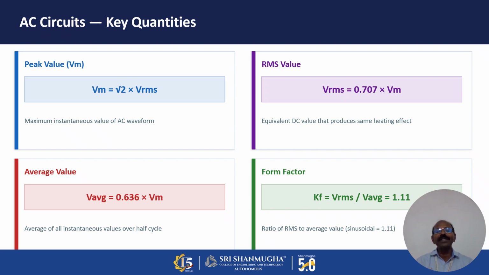And next in AC circuits, we see how to calculate the form factor. Form factor KF is the ratio between RMS voltage and average voltage. The form factor for a sinusoidal waveform, sinusoidal voltage, is equal to 1.11.